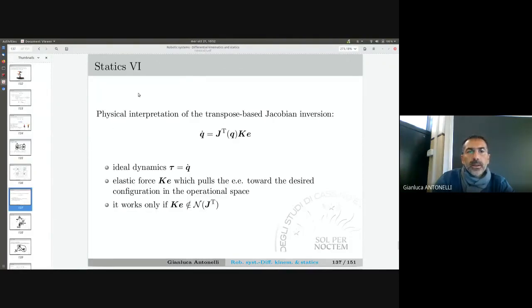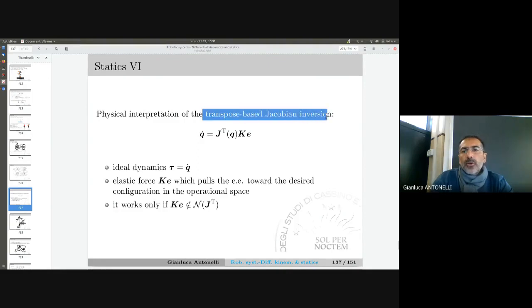Now, let us try to understand the transpose-based Jacobian inversion with the mirror, with the glasses given by the transpose of the Jacobian. And let's try to give a physical interpretation to this algorithm.